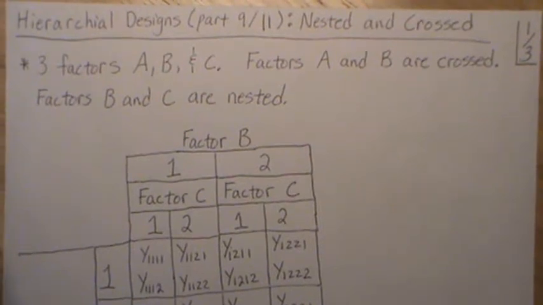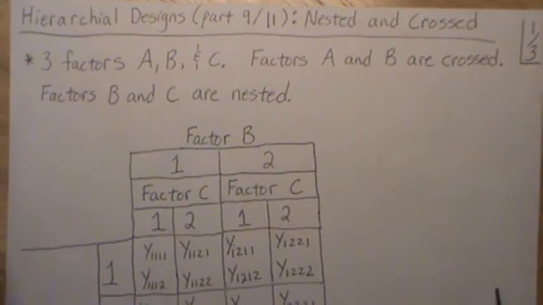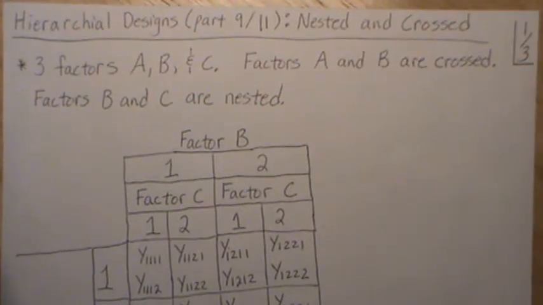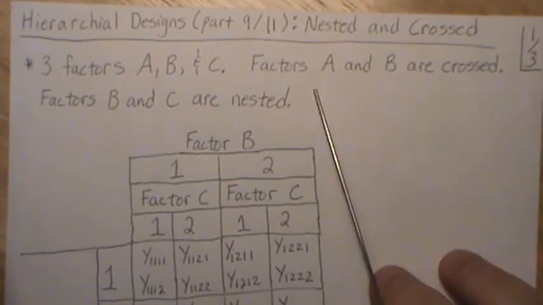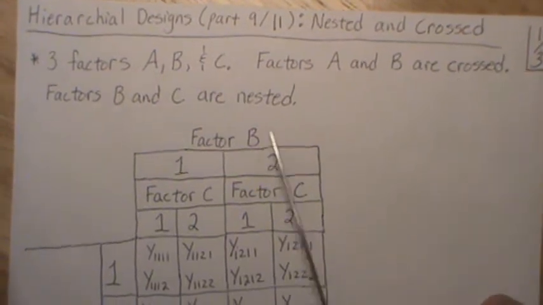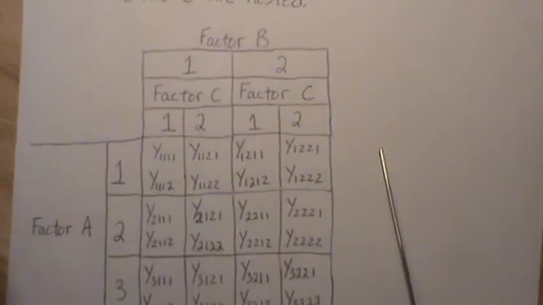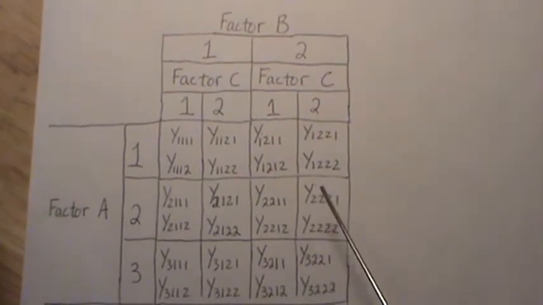Hello, this is the next video in a playlist that I'm calling General Linear Models Design of Experiments, and this is part 9 of an 11-part mini-series on hierarchical designs. Here we're going to look at a nested and crossed design. To illustrate, there are three factors A, B, and C, where A and B are crossed and factors B and C are nested. And so this would be the design.